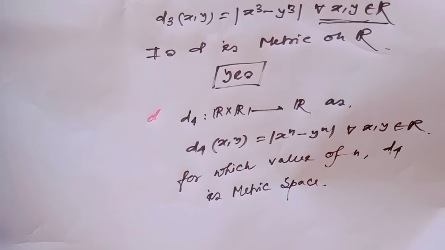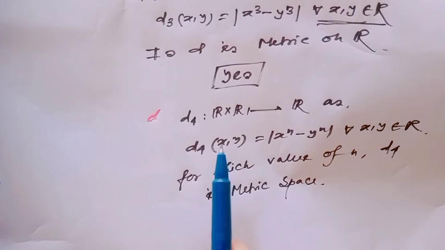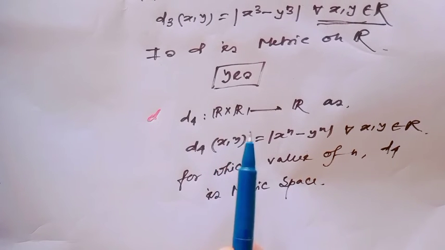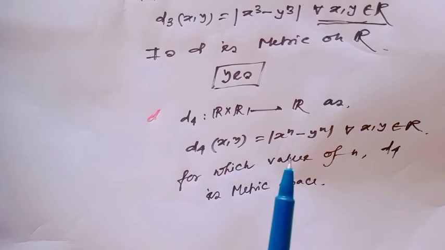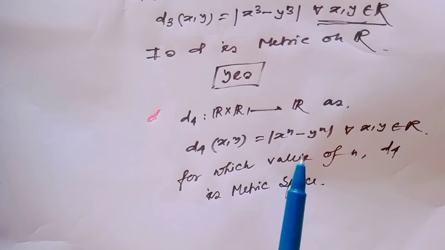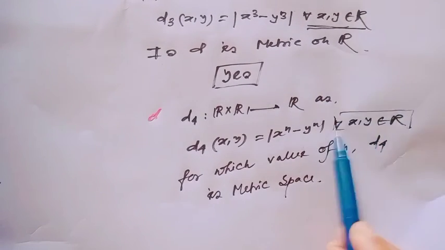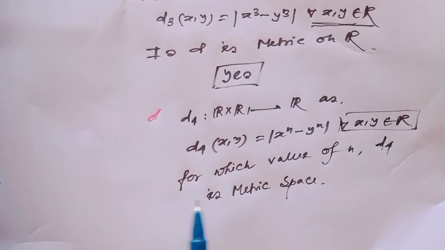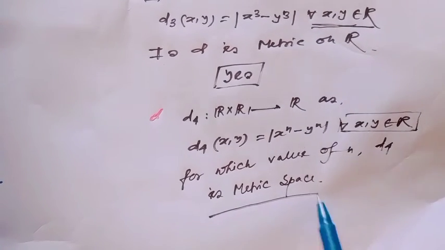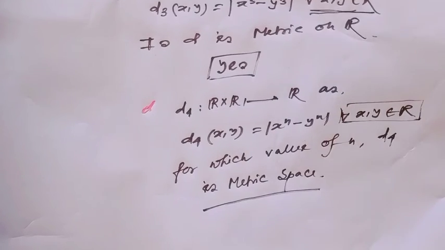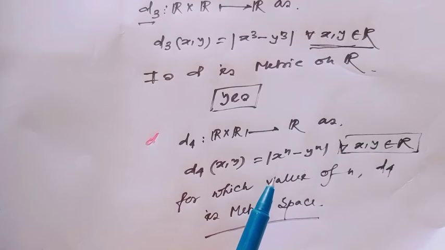Then I will leave one more exercise for all my viewers. D4, which is a metric from R cross R to R, is defined as D4 of x, y equals the absolute value of x to the power n minus y to the power n, for all x, y belonging to R. Then this is the question: for which value of n is D4 a metric space? Just check it on your own. These types of questions are very important for any competitive exam.